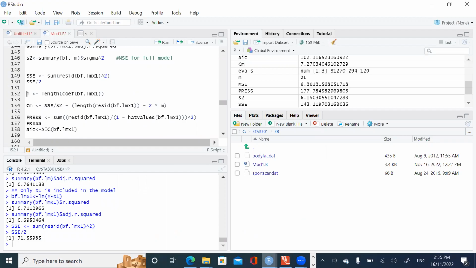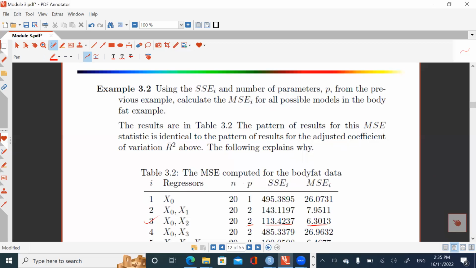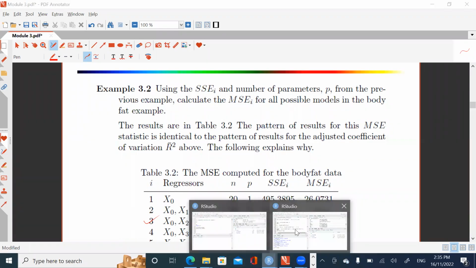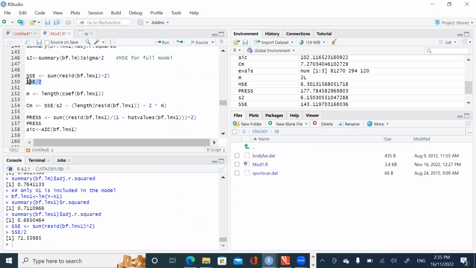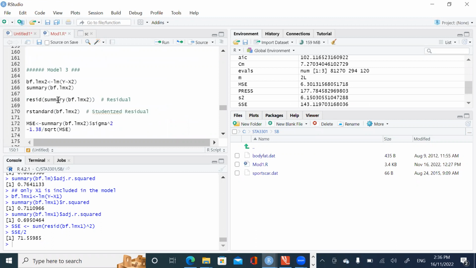Oh no, sorry, SSE is, okay. It's not the case. Basically, SSE, it should be this one.